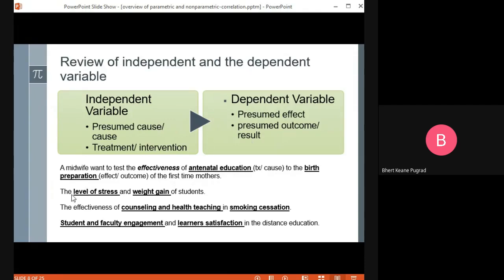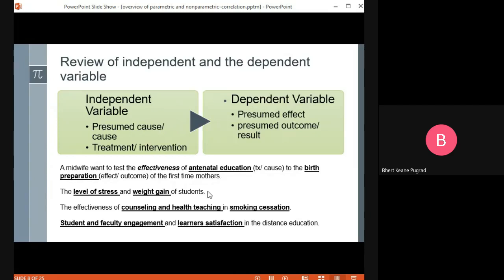Next, we also have the level of stress and the weight gain of students. So if you want to study the relationship between the level of stress and the weight gain of students, then let's look into the data in this sample. Their level of stress is the independent variable. It's the presumed cause, and the presumed effect of stress is gaining weight.